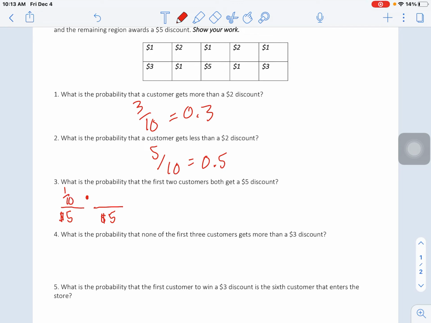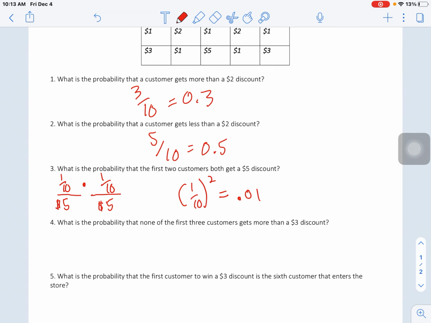And then the second one, we're still playing on the same table. It's still 1 out of 10. So really we're looking at (1/10) squared, which ends up being 0.01. It's like a 1% chance that the first two customers both get a $5 discount.